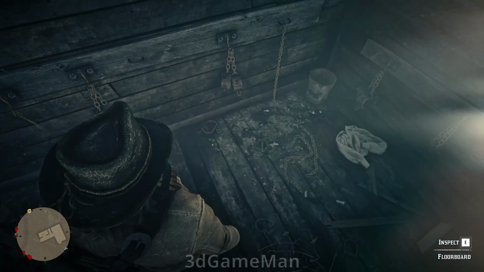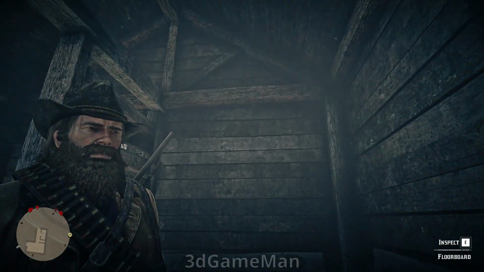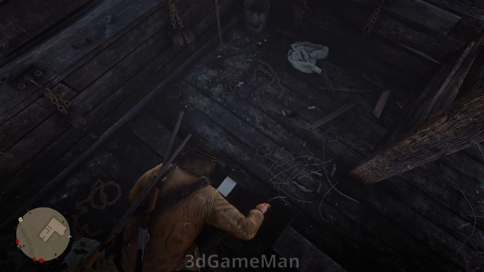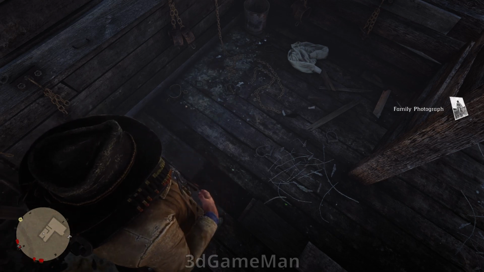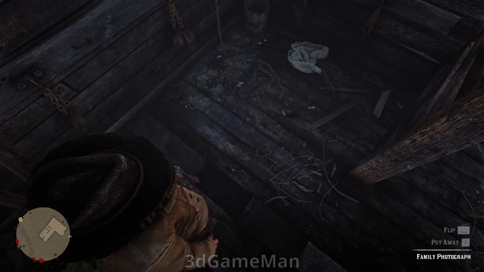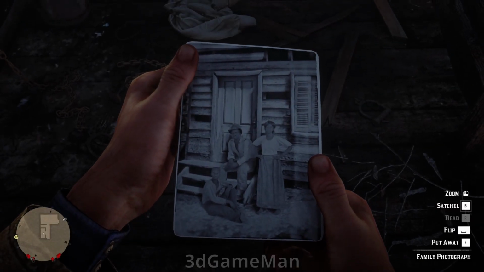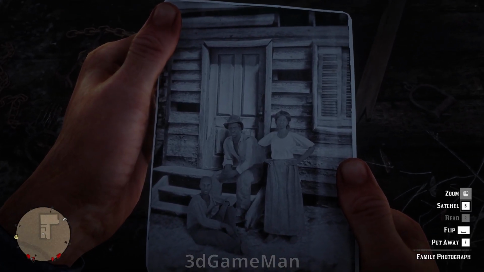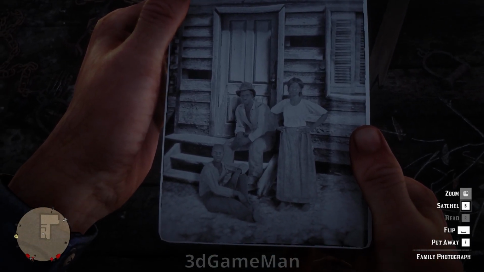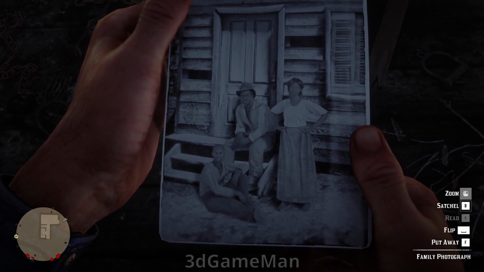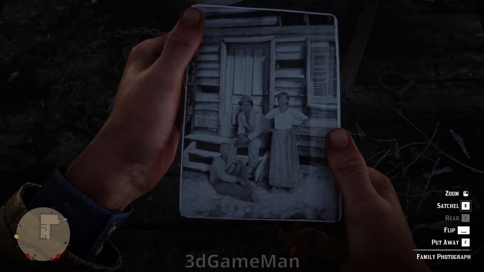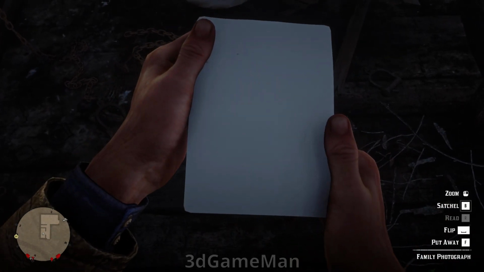bunch of chains here and restraints for, I guess, slaves. Now in the floorboard there is a photograph, and on the photograph, well, it's a family. A husband and a wife and their son, I'm guessing. The question really is, who are these people in this photograph? Does this relate at all to Curtis?